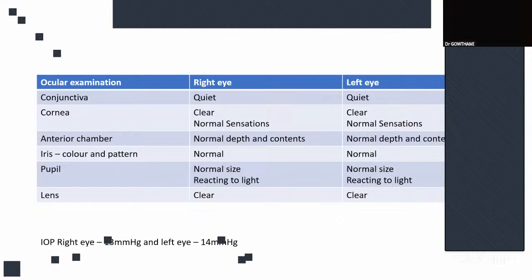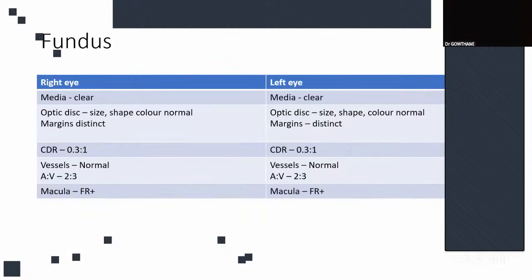Anterior chamber is of normal depth and contents. Iris is normal in color and pattern. Pupil is normal in size and reacting to light. Lens is clear. IOP in the right eye is 13 mm of Hg. Right eye fundus: media is clear, optic disc shape, size, and color are normal, and margins are distinct. Cup disc ratio is 0.3:1. Vessels are normal, with 2:3 arteriole to venous ratio, and foveal reflex is present.